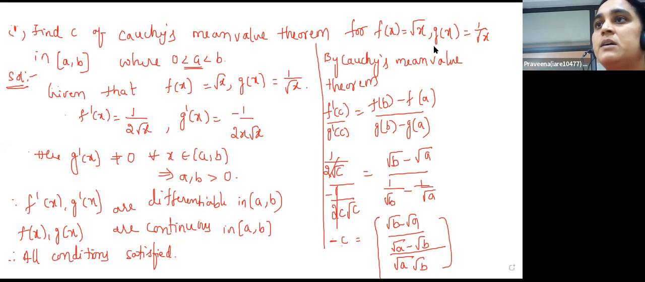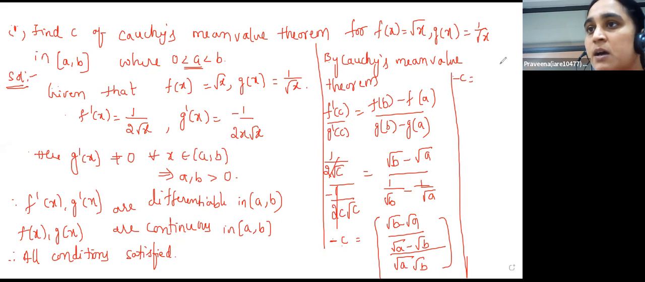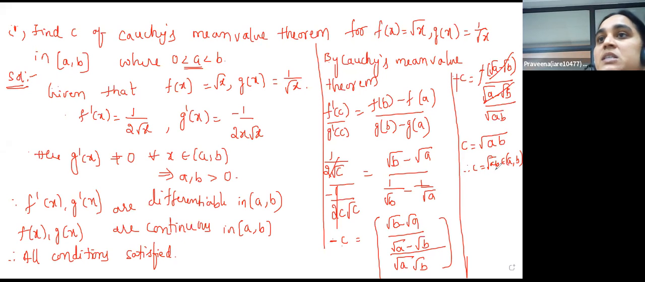Then from that, minus c is equal to, taking the numerator minus common, I'll write that as root a minus root b by root a minus root b divided by root a into root b, which is root ab. Then these two cancel and both sides minus cancel. We got c is equal to root ab. Therefore, c is equal to root ab, which belongs to the open interval a comma b. Is it clear? This is the c value by using Cauchy's mean value theorem. Hence, Cauchy's mean value theorem is verified.